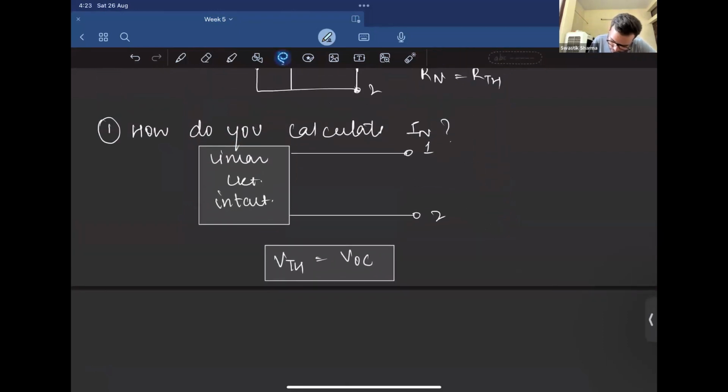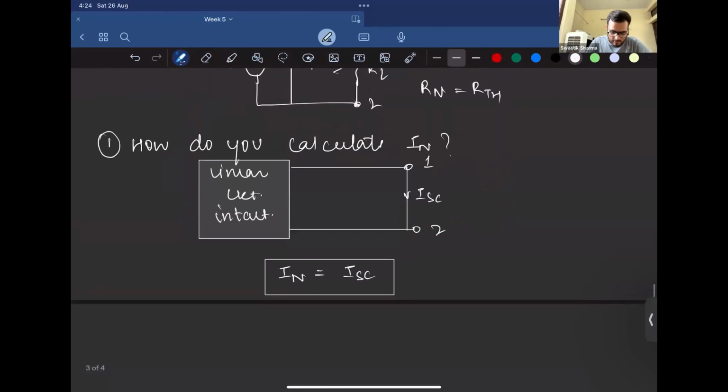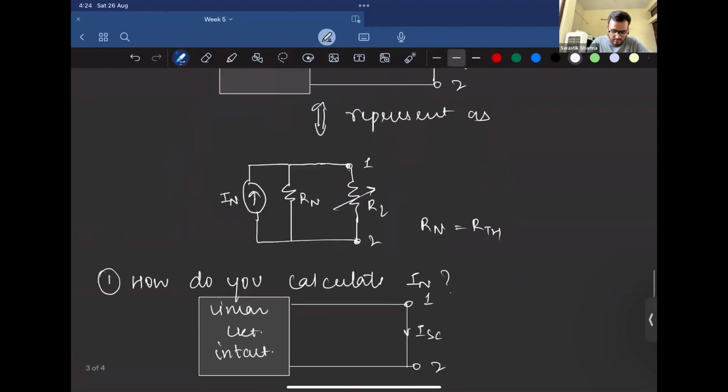So what we do, we short circuit these terminals 1 and 2 where the load is connected, and then we calculate that short circuit current. And IN is nothing but Norton's current, that short circuit current around that terminal. And the methodology of calculating the Norton's resistance stays the same as that was the case with Thevenin resistance, because the resistance is the same.